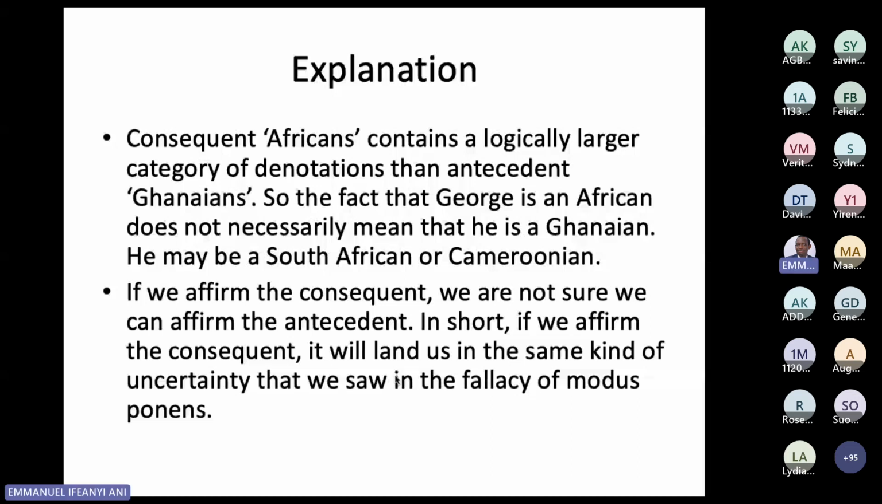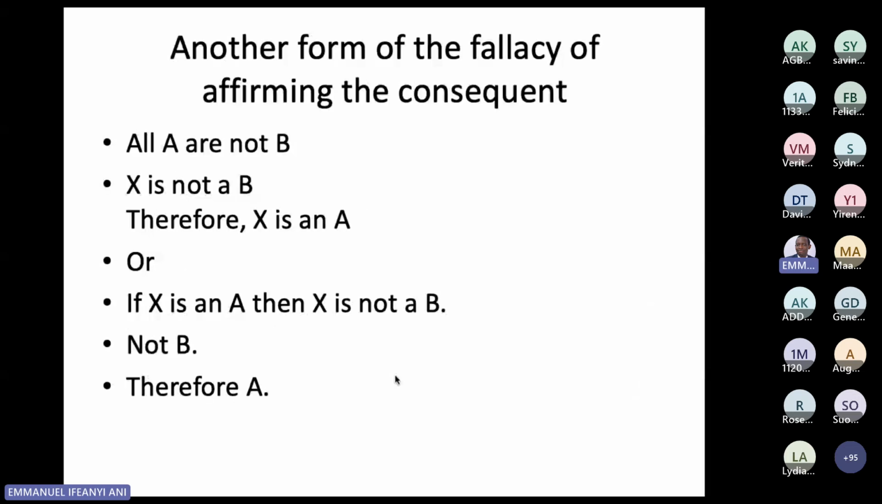Now let's look at another form of the fallacy of affirming the consequent. All A are not B. X is not a B, therefore X is an A.